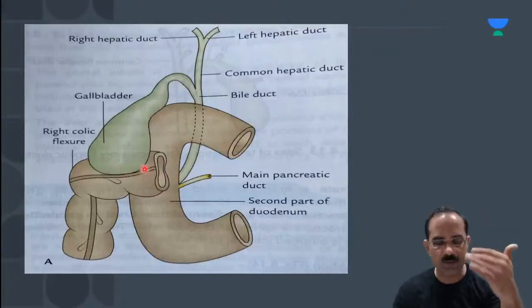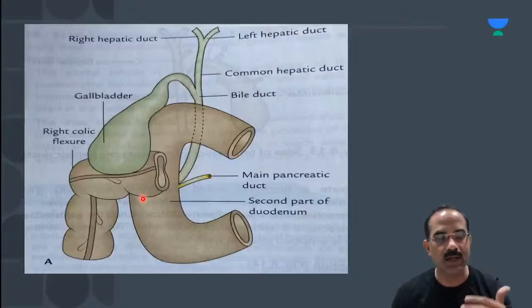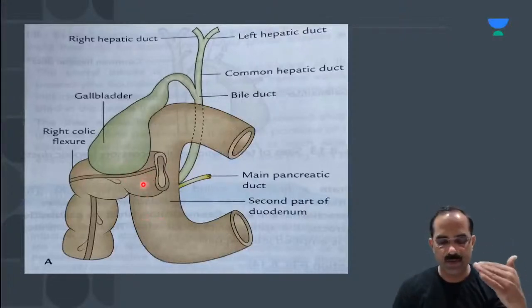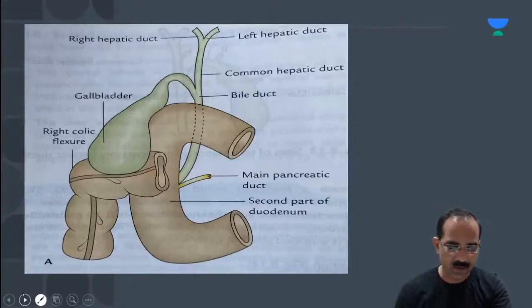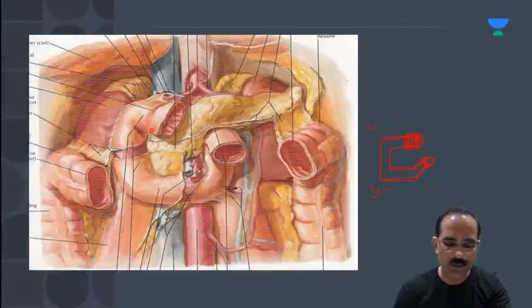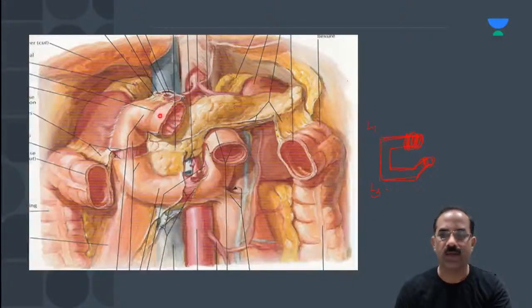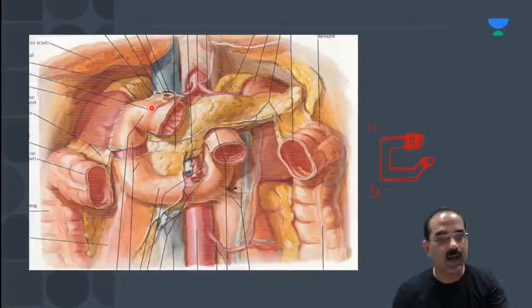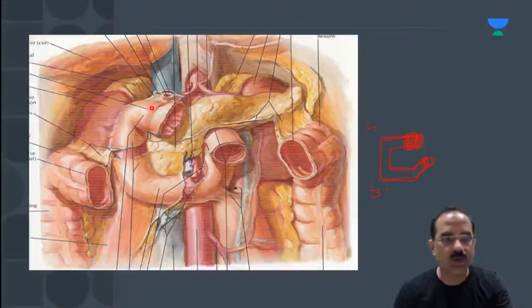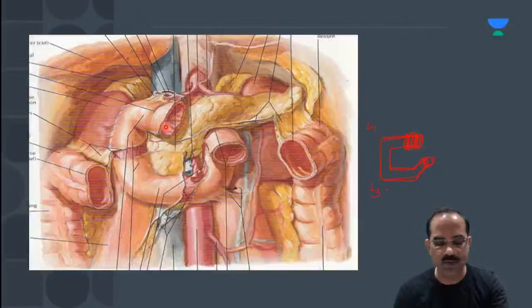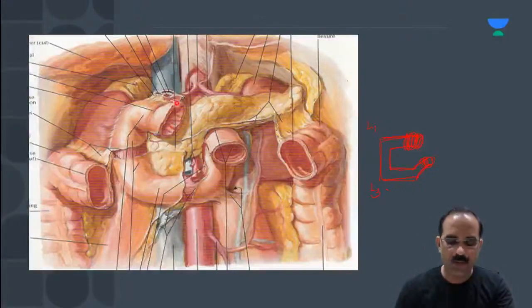The fundus of the gallbladder is related to the transverse colon. Remember, the fundus of the gallbladder is related to the transverse colon anteriorly, and the body of the gallbladder is related to the first part of the duodenum anteriorly. Clear? So the anterior relation of the first part of the duodenum is the body of the gallbladder, and the fundus of the gallbladder is related to the transverse colon.